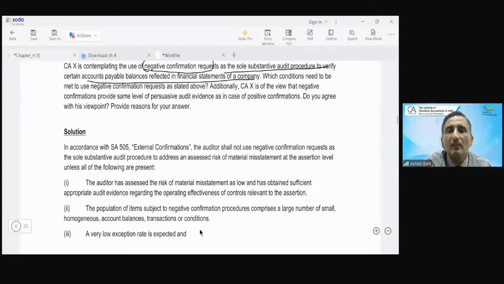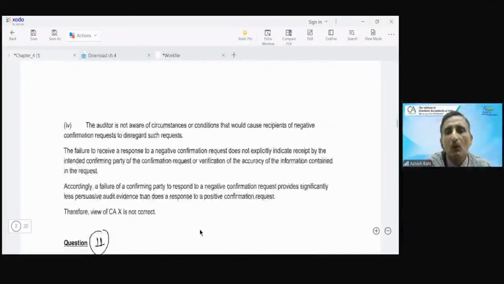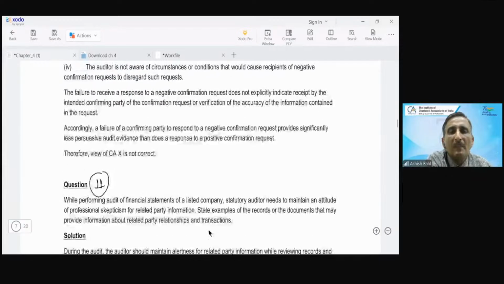CAX is of the view that negative confirmation provides the same level of persuasive evidence as in case of positive confirmation. No, he is not correct. These do not provide the same level of persuasive audit evidence. Positive confirmation requests give more comfort to the auditor because in negative confirmation request, the responding party is to reply only when there is a disagreement. So they may simply overlook and not reply. Therefore, the view of Mr. X is not correct.